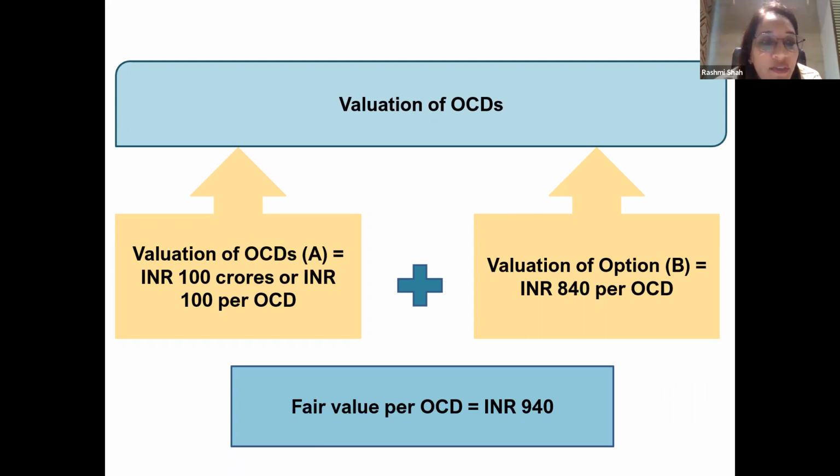One more element is the dividend yield, which you can compute as an average of certain historical years, or it can be based on future estimates as well. In our example, dividend is zero. Otherwise, if there is dividend, you should use it in your pricing model. So the value of the OCD in this case is 100 per OCD plus the value of the option of 840. We have used a Black-Scholes pricing model here to get the final fair value per OCD of INR 940.